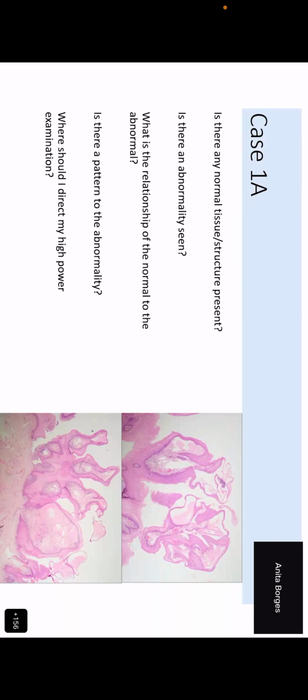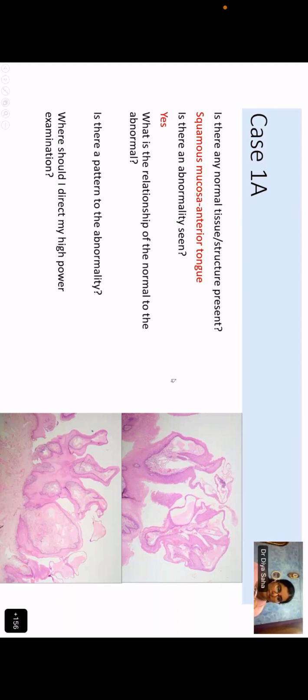Yes, ma'am. What is that? Ma'am, the stratified squamous epithelium. Very good. Is there any abnormality seen? Yes, ma'am. Very good. What is the relationship of the normal to the abnormal?